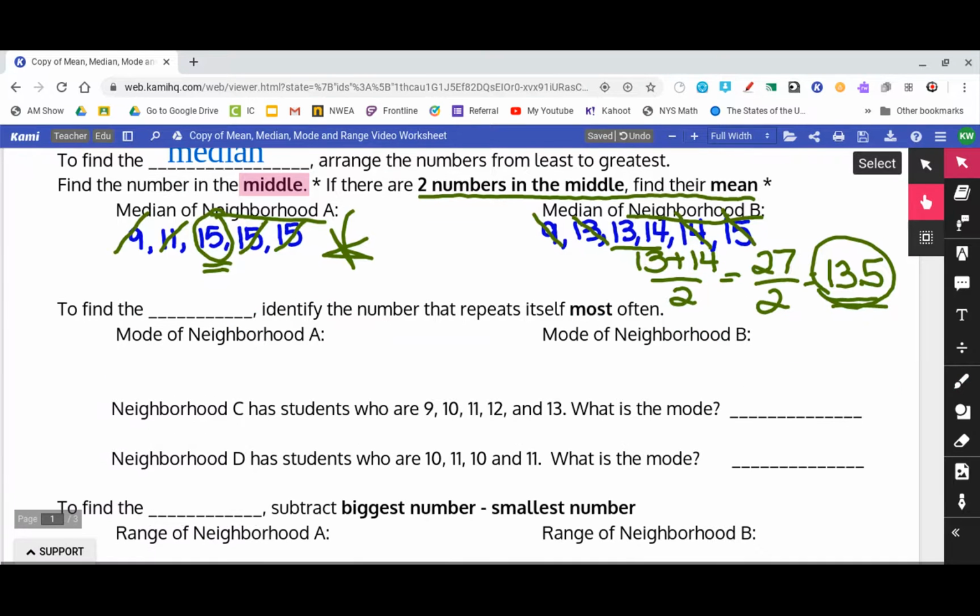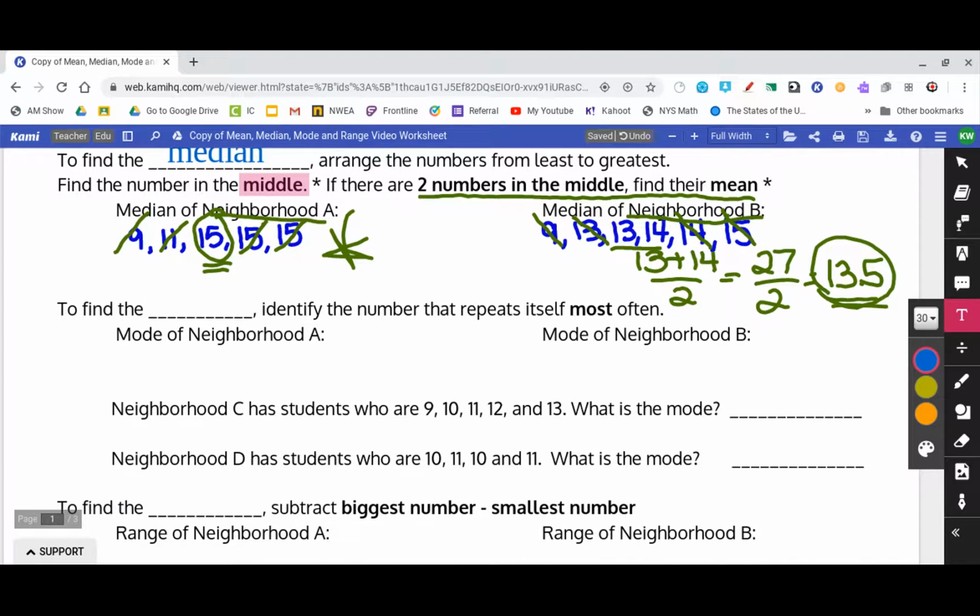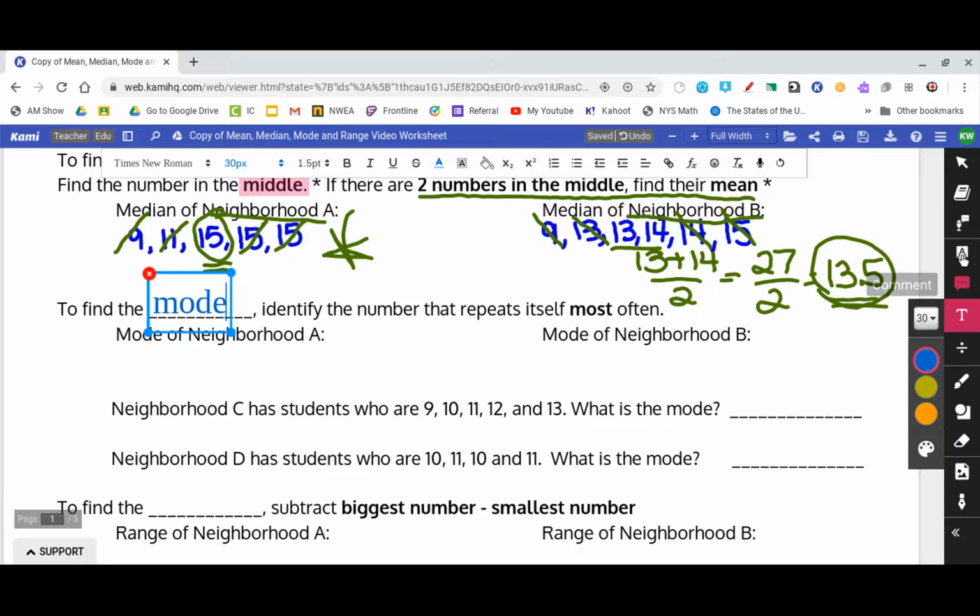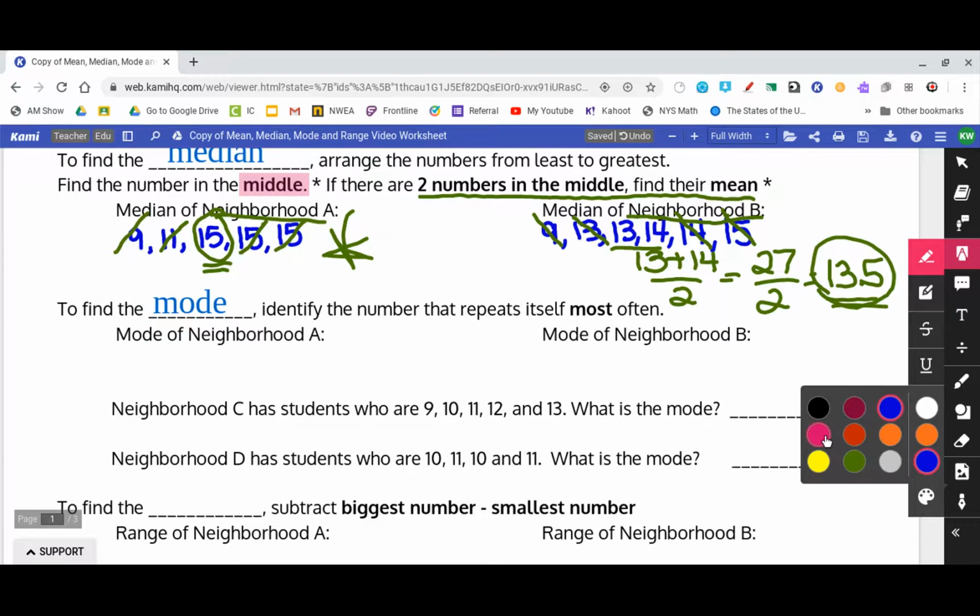Now, lastly, we're going to find the mode. To find the mode, you're just going to have to identify the number that repeats itself the most often. So that's the key word there. Which number repeats itself the most often?